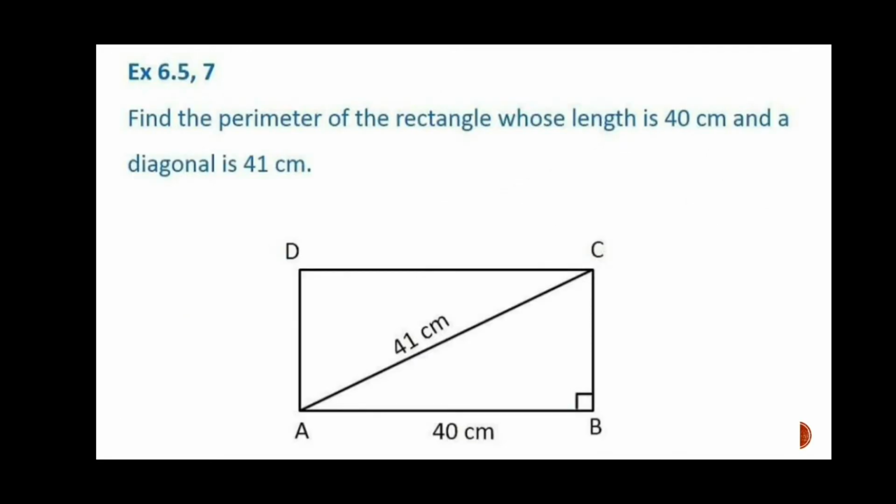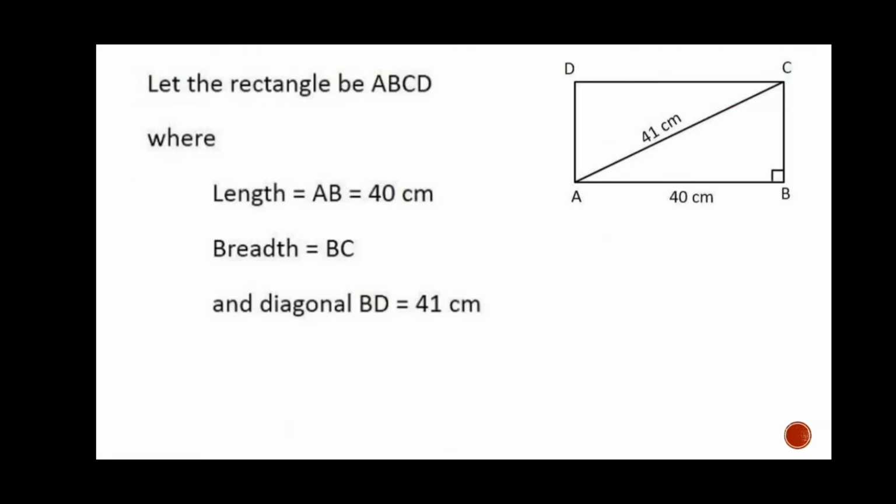Now the next question is question number 7. Find the perimeter of rectangle whose length is 40 centimeter and diagonal is 41 centimeter. Now you can see this is a rectangle and the length of the rectangle AB and DC both will be 40 centimeter and one diagonal is given 41 centimeter. So let the rectangle be ABCD where length AB is 40 centimeter, breadth is BC and the diagonal is BD.